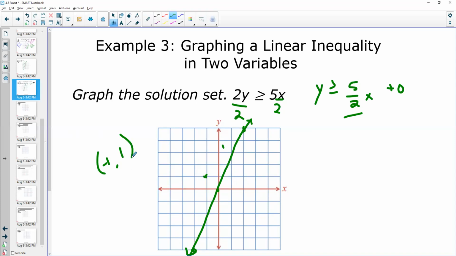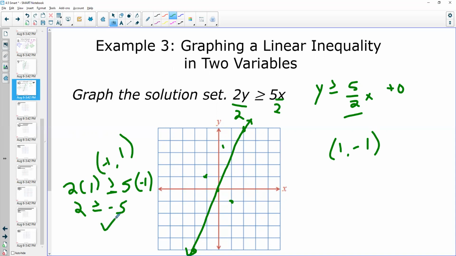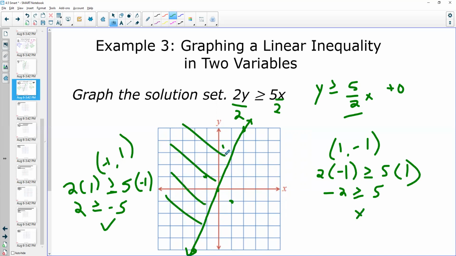Negative 1, 1. On the other side, let's do 1, negative 1. We'll do the reverse. So go back to the original equation. 2 times 1 greater than or equal to 5 times negative 1. Well, that's going to be 2 greater than or equal to negative 5. That's true. If I reverse it, 2 times negative 1 greater than or equal to 5 times 1. That's going to be negative 2 greater than or equal to 5. That doesn't work. So I know my solution is on that side.